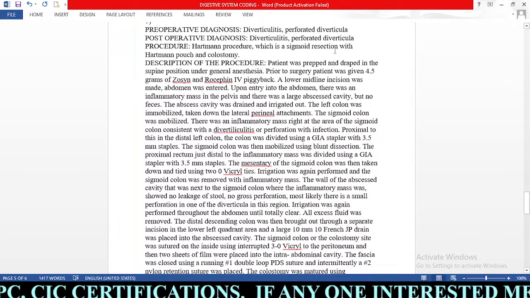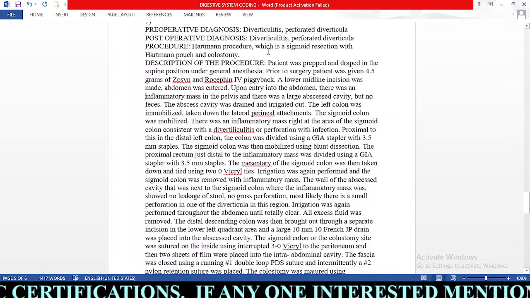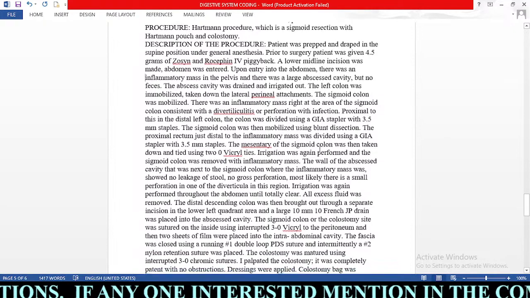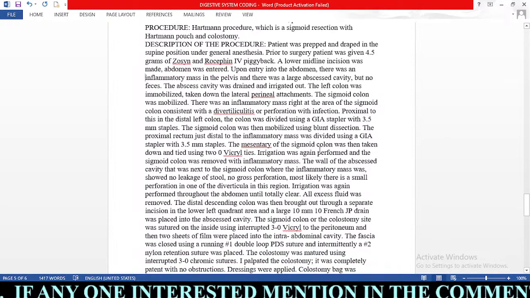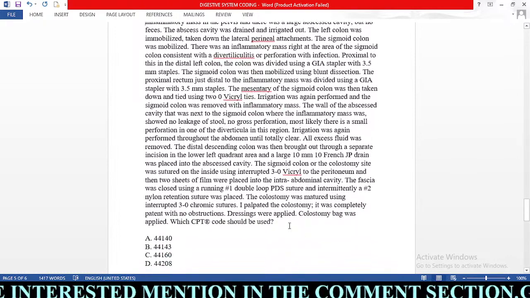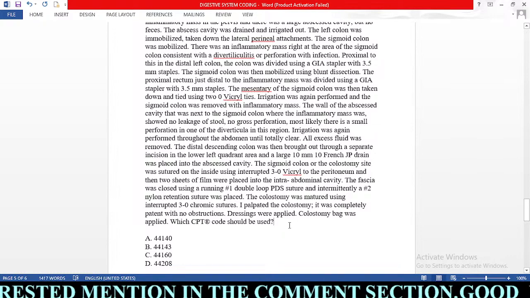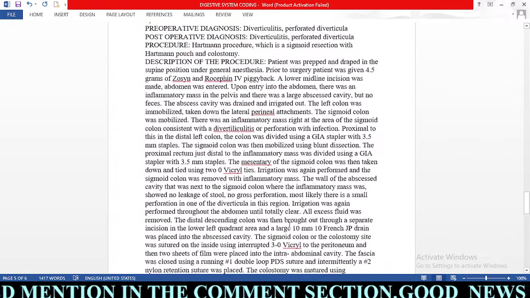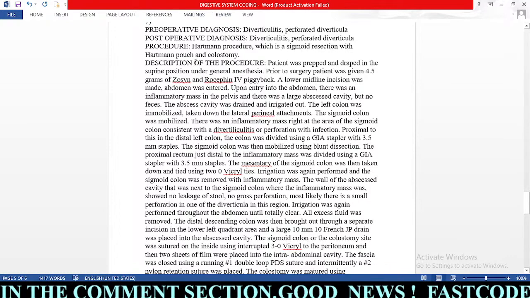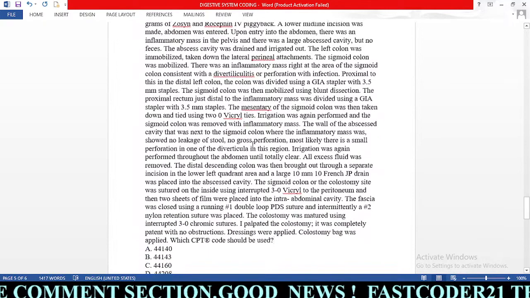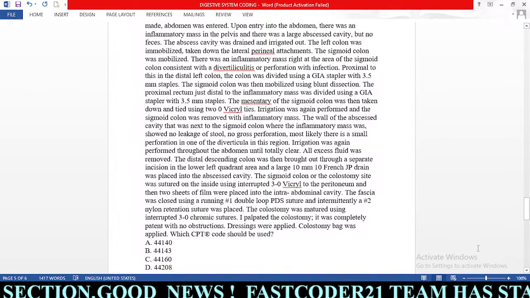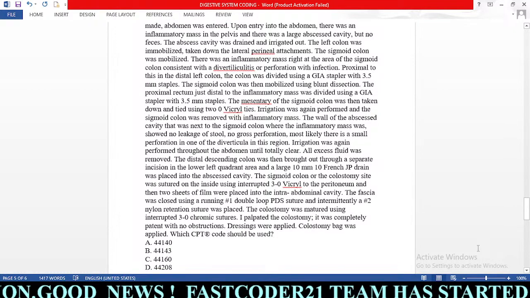Here the diagnosis is diverticulitis, perforated diverticula. The procedure is Hartmann procedure, which is a sigmoid resection with Hartmann pouch and colostomy. So you need to find answers for this. Here are the options. Just try to remember the procedure, Hartmann procedure, which is a sigmoid resection with Hartmann pouch and colostomy. And these are the options. Now it is 10:26. We will discuss the answer at 10:30.